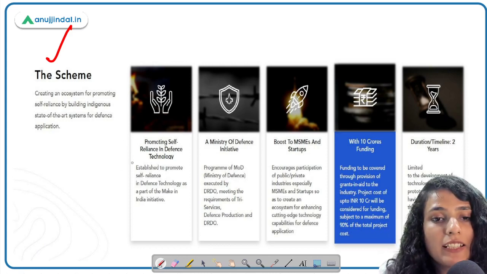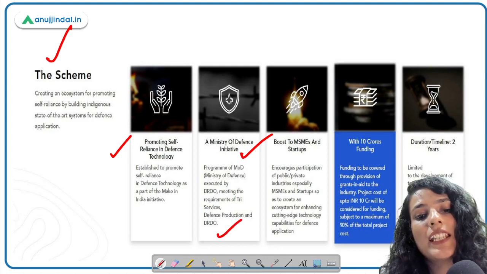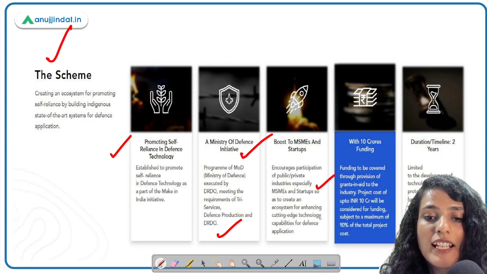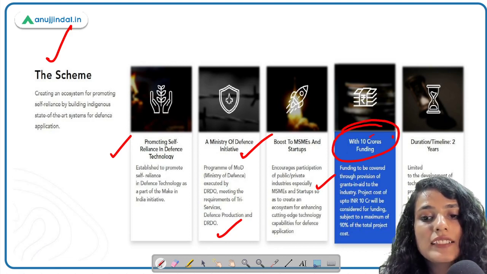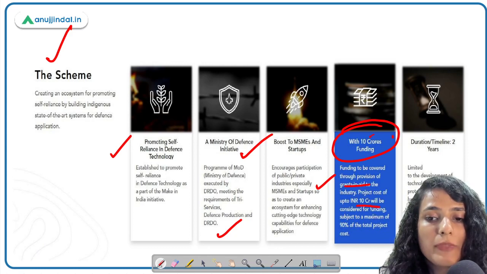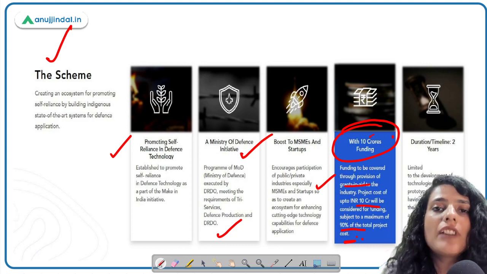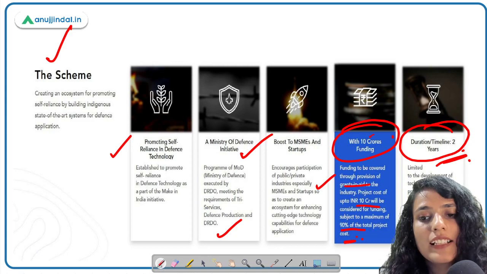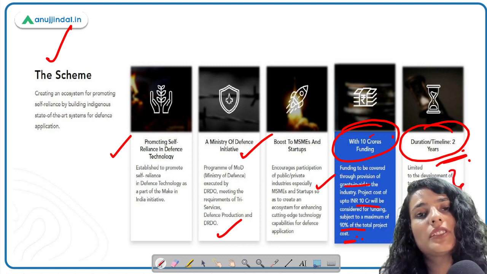Important components of the TDF scheme, that is promoting self-reliance in defense technology. It is an initiative of the Ministry of Defense. DRDO is the key implementation agency. It also encourages the participation of public and private industries, especially MSMEs and startups, to create a cutting-edge technology ecosystem when it comes to the defense industry. Okay, so they also provide grants and aid. Project cost up to 10 crore will be considered for funding, subject to a maximum of 90% of the total cost. Meaning 90% of the project cost will be funded by the central government, as we just read. And the duration is limited to 2 years. Within 2 years, whichever company is working on a defense technology, its prototype product has to be produced before the Ministry of Defense.